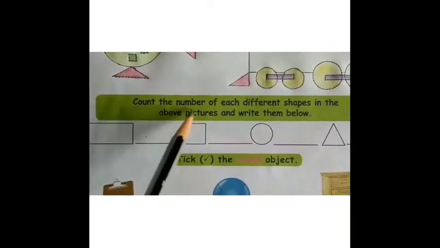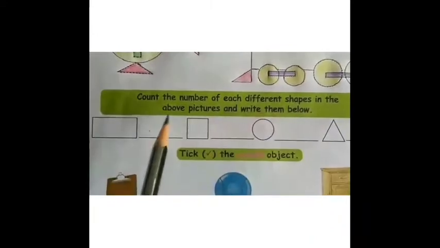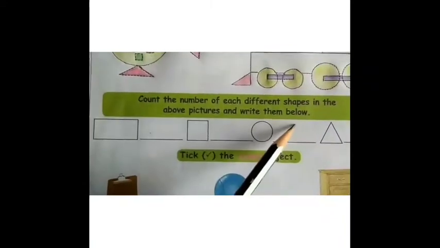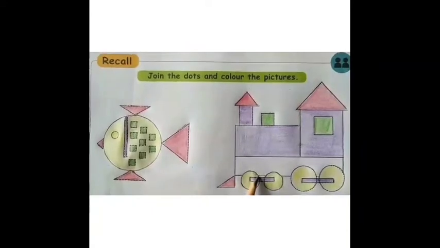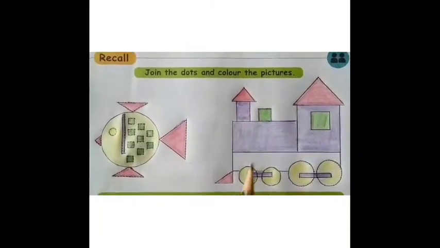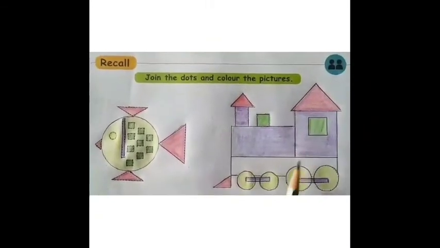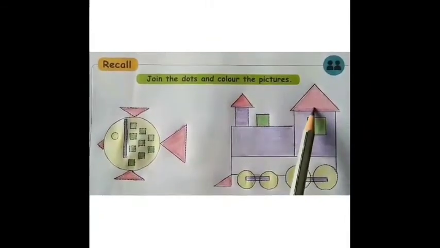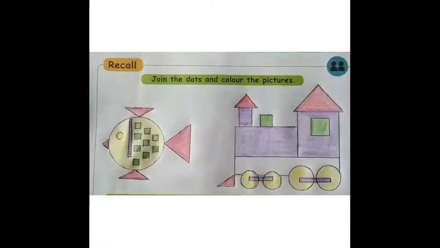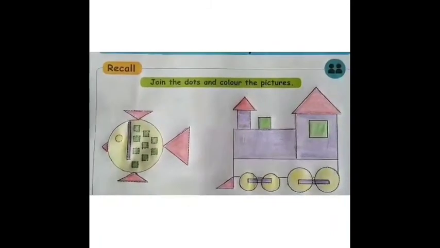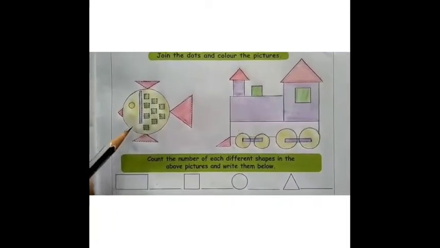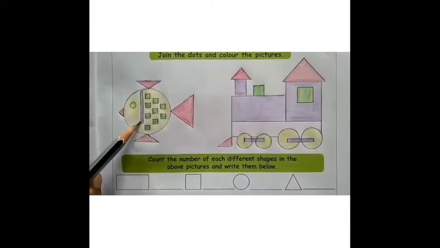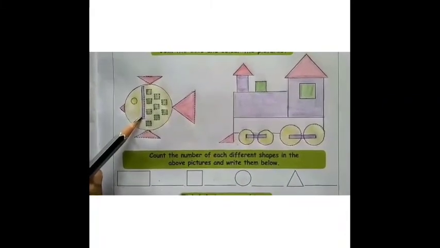Now, count the number of each different shape in the above pictures and write them below. Children, the above two pictures have different shapes like rectangle, square, circle and triangle. We have to count the number of shapes individually and write it down. This is a rectangle shape. Now let us see how many rectangles are here in the first picture. Let us count. 1. There is only one rectangle in the first picture.